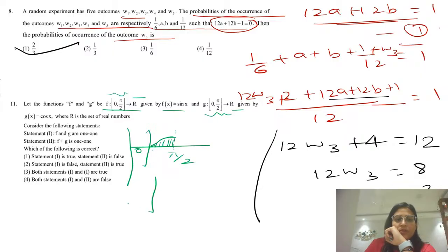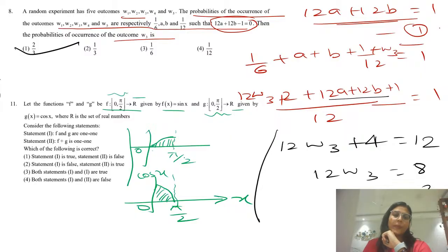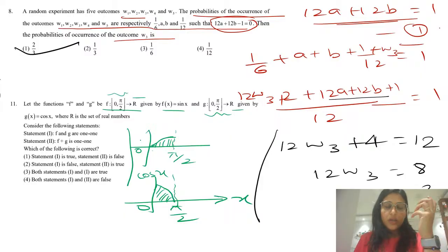Now come to the cos x, from 0 to pi by 2. So this one is also what? 1, 1. How to check the 1, 1? You draw a line parallel to the x-axis, it will cut the graph at a single point. This is a short trick to check whether the function is 1, 1 or not.